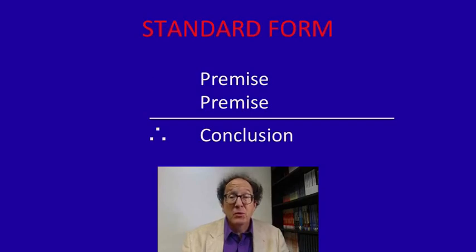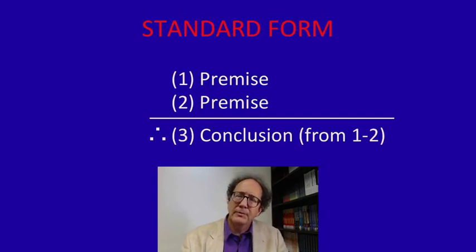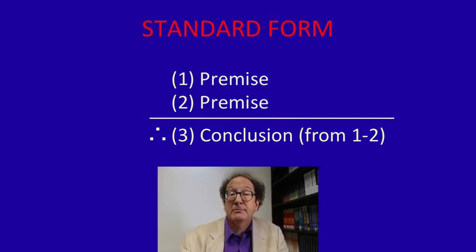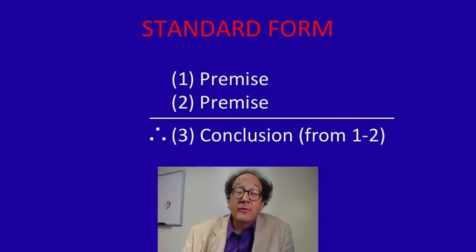It's also useful, and we'll see why later, to number the premises and to number the conclusion, so that we can refer back to the premise and conclusion with the number instead of having to repeat it all the time. And that's all there is to standard form. You just put down the premises on different lines, then you draw a line, put the little dot pyramid, and then write down the conclusion, and then number them all. That's it.